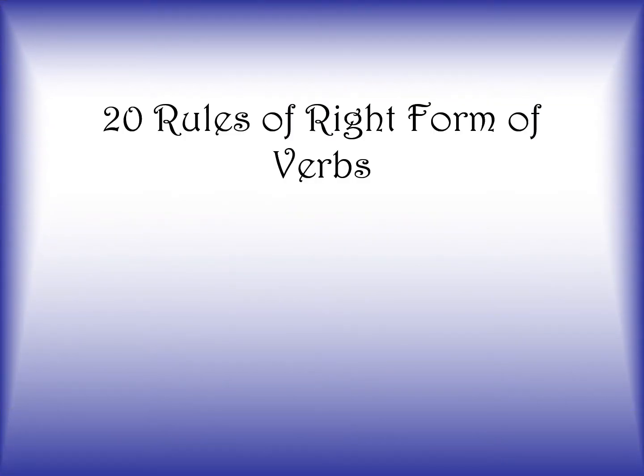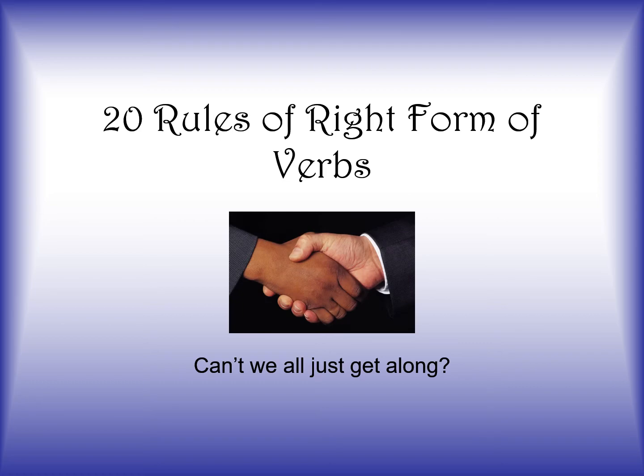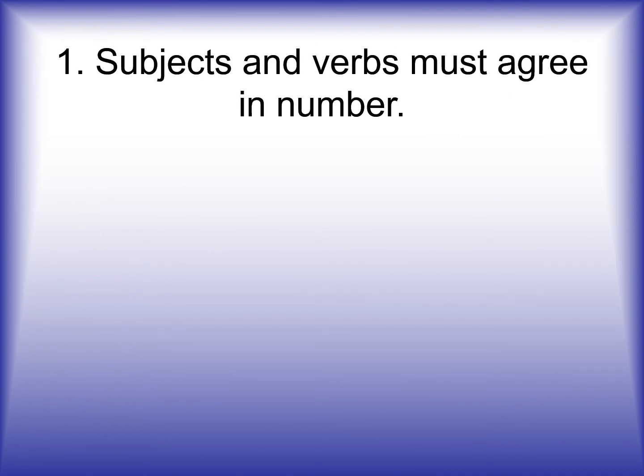Today we are going to learn about the rules of right form of verbs. There are many rules. Today we will review only 20. So the first rule comes: subjects and verbs must agree in number.